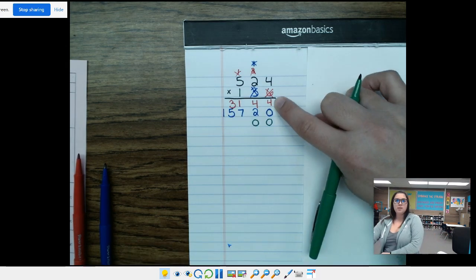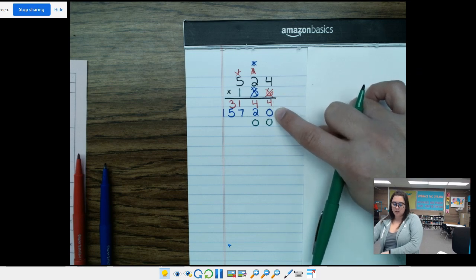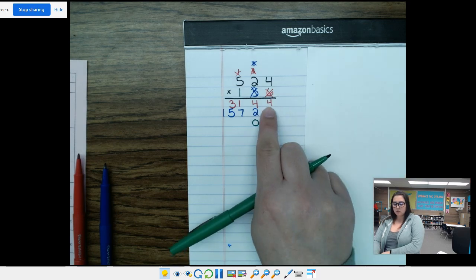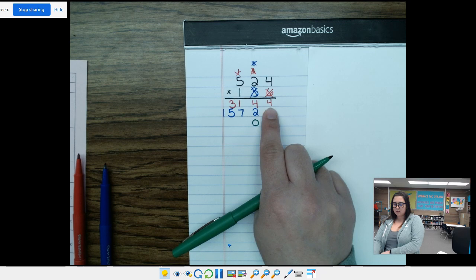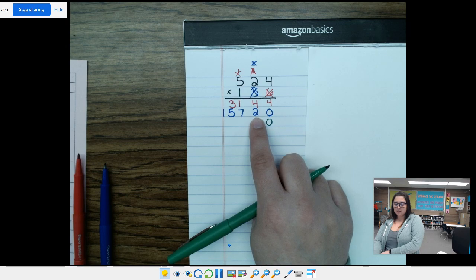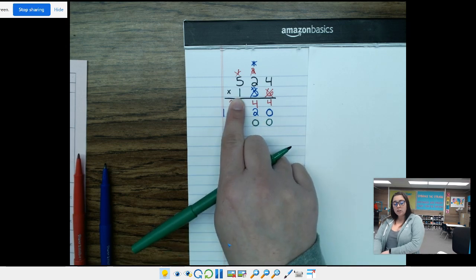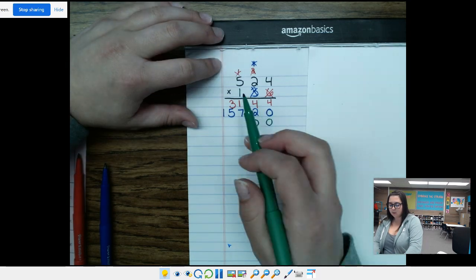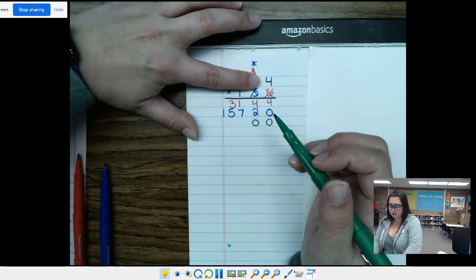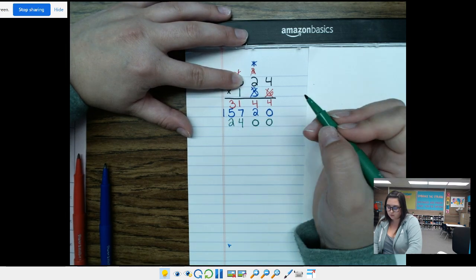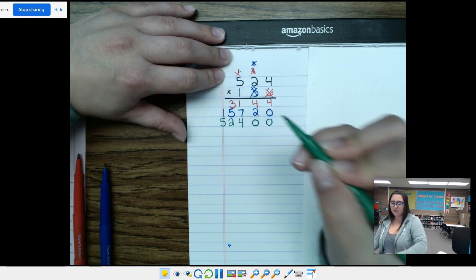So no zeros added, 1 zero added, 2 zeros added. That's because the 6 was in the ones place, so I can have answers in the ones place. The 3 was in the tens place, so my answers start in the tens place. My 1 is in the hundreds place, so my answers aren't going to start until the hundreds place. And this one's kind of nice. I know exactly what 524 times 1 is. I would have my 4. 1 times 2 is 2. And 1 times 5 is 5.